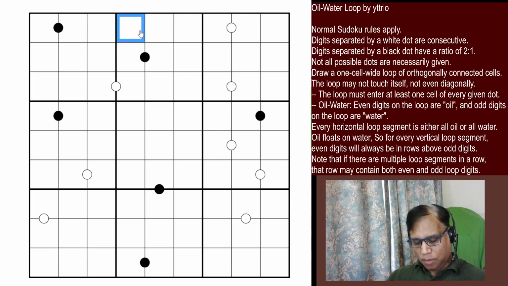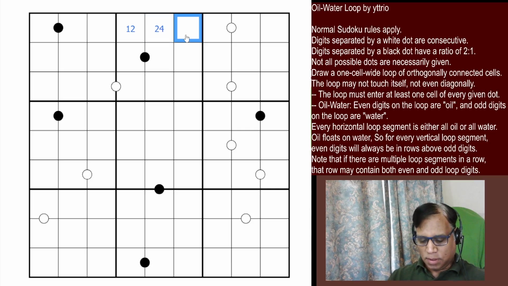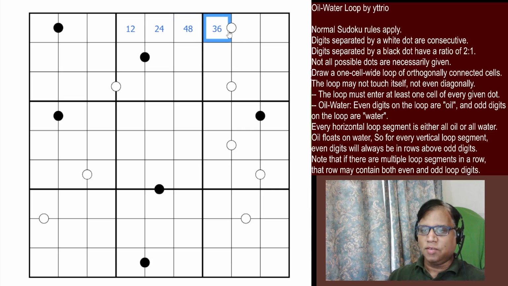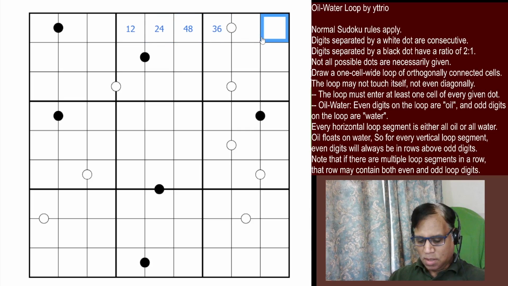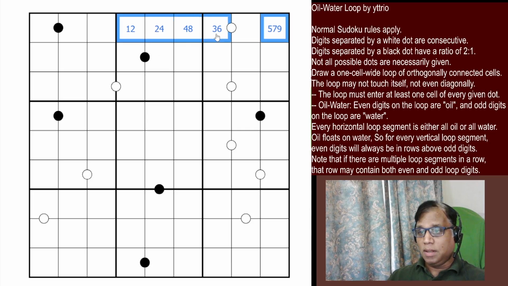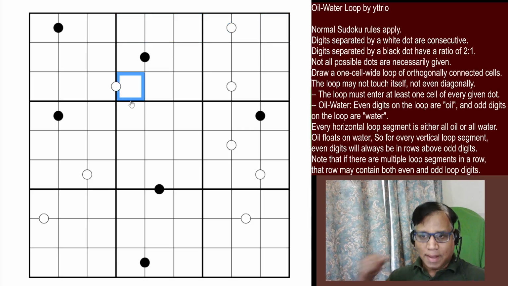But on the black dot, there are four pairs that could appear. That is the 1 2 pair, the 2 4 pair, the 4 8 pair, and the fourth is the 3 6 pair. So the digits occur like this on a black dot. Only these digits can occur on a black dot, and the digits 5, 7, 9 can never occur on a black dot, because these digits 5, 7 and 9 do not have any half or double in valid Sudoku digits. So that's about the black and white dots.